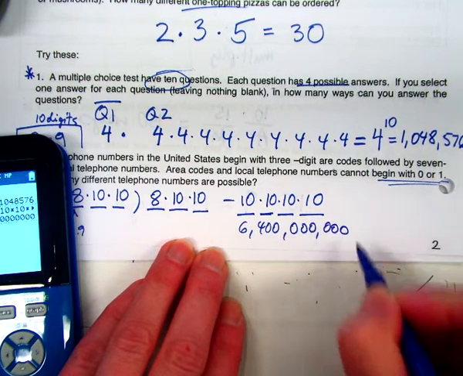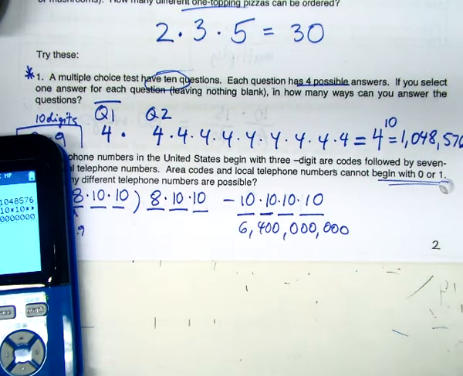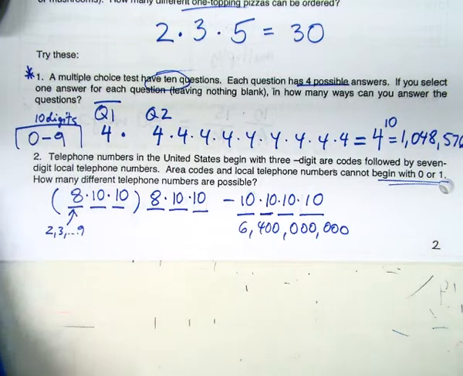That's why you're not going to find the same phone number, because there's so many different ways to create a phone number out of the digits from 0 to 9.